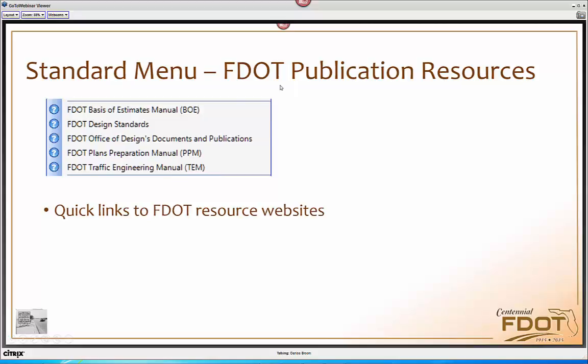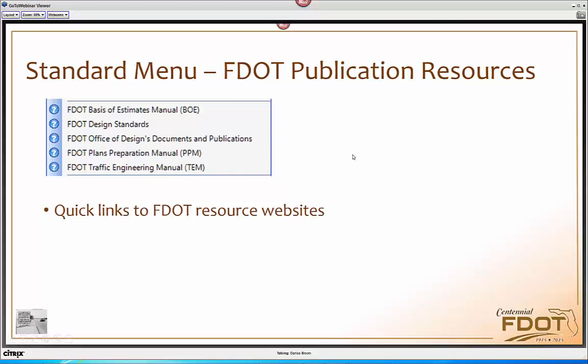Things like the basis of estimates, getting out there to their website, the design standards, the Office of Design's documents and publications. That one takes you out to their main page, so I can get to all of the publications under the design website. I can get to the PPM, as well as there's a link out there to the traffic engineering office. We've updated that recently so that it actually goes to the traffic engineering manual. It takes you straight to it, not just to their website.